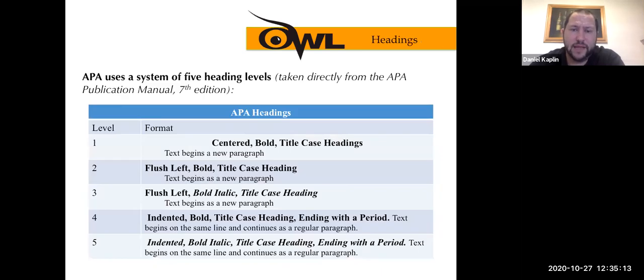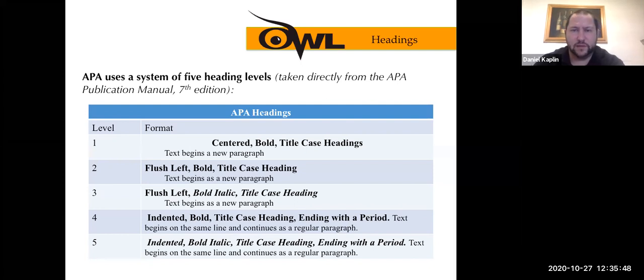So when we talk about the levels of heading, the APA manual uses five levels of heading. And what you will see is that a level 1 heading is bold, centered, with the first letter of each of the major words capitalized. Level 2 heading is then left aligned, bold, and capitalize all the major words. And then level 3 is flush left, bold, italicized, and so forth.